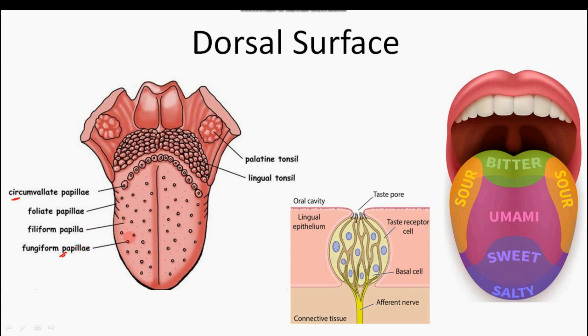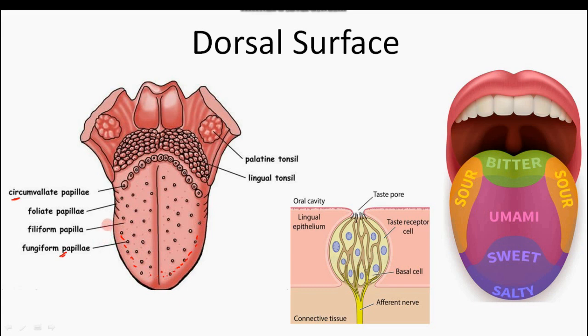You can see they are rounded. They are rounded and reddish in elevation. They are slightly elevated. They are present on the side of the tongue and the tip of the tongue. And they also have taste buds.